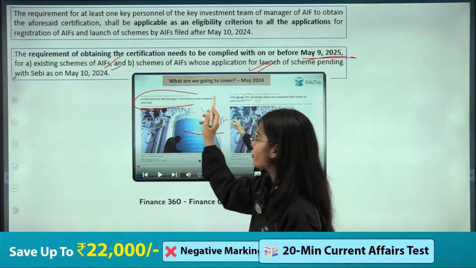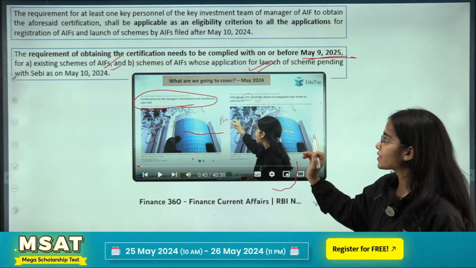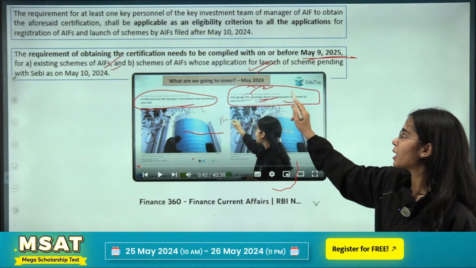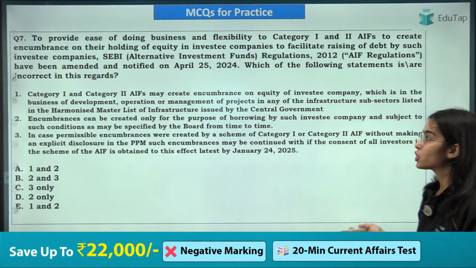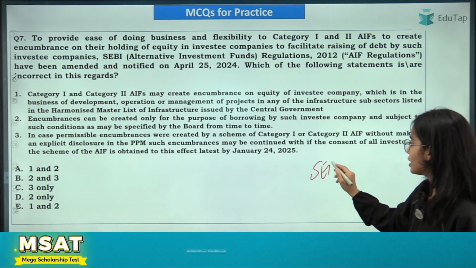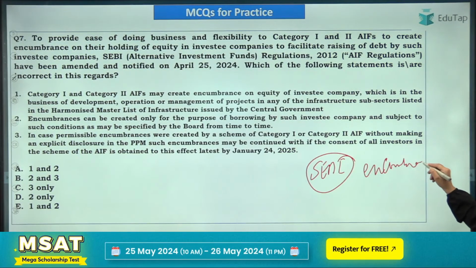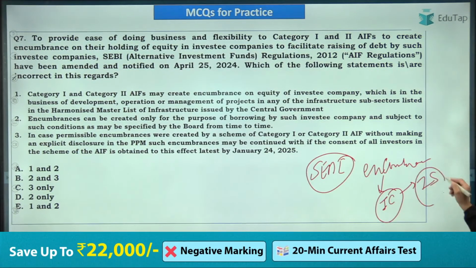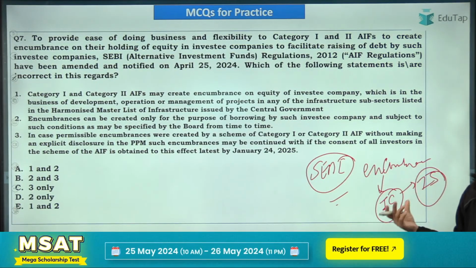So this article on certification of AIF managers, we have already discussed in our session, as well as we have discussed that the SEBI has allowed AIFs to place their shares in companies that invest in the infrastructure sector. So the next questions are going to come on that. Okay, so as I have told you, the SEBI has allowed for the encumbrances for the investee company in the infrastructure sector. So try to answer this question.